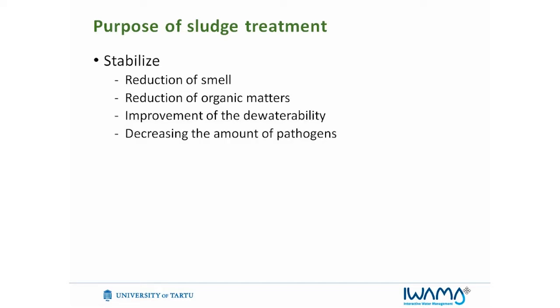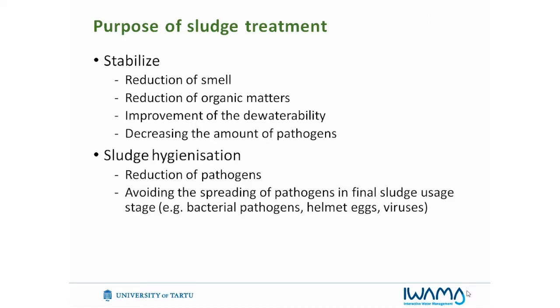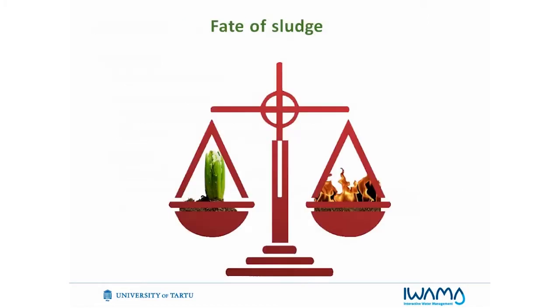So, what is the purpose of the sludge treatment itself, if we take into perspective the wastewater treatment plant? It's two things. It's stabilization. Why do we need to stabilize the sludge? To stabilize the sludge, we need to reduce smell, but it also improves the waterability and decreases somewhat the amount of pathogens. Second, the purpose of sludge treatment is hygienization. We don't get too much hygienization in anaerobic, but it reduces somewhat the pathogens.